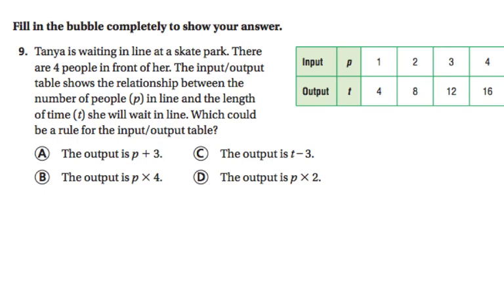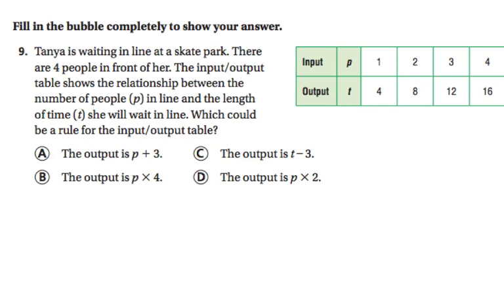In this next problem, we have a word problem, but I still see we're given an input and output table. Tanya is waiting in line at a skate park. There are 4 people in front of her. The input-output table shows the relationship between the number of people in line and the length of time she will wait. What could be the rule for the input-output table?